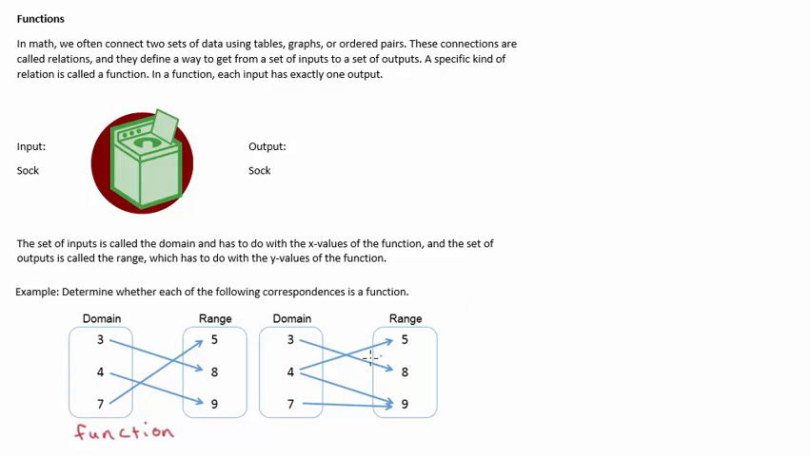The second one, we have the same domain and range, but our arrows are a little bit different. 3 goes to 8, 4 goes to 5 and 9. So think about it, if we put 4 into whatever machine this function is, we're getting out 2 different answers. That means that this is not a function. Anytime that we put in something, we should only get one answer if it's a function. So that makes it not a function.